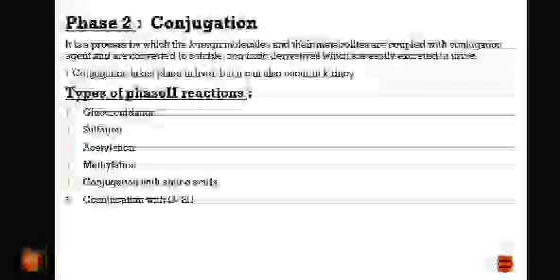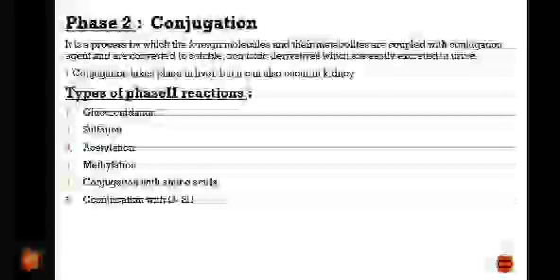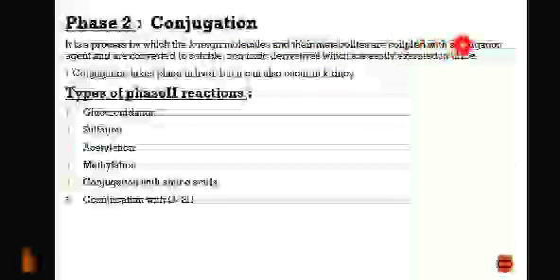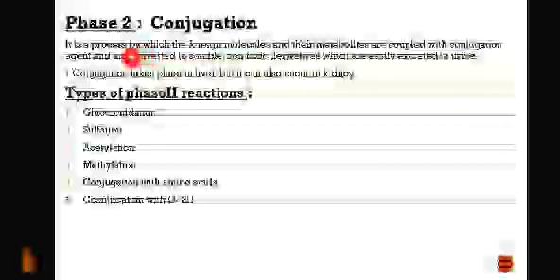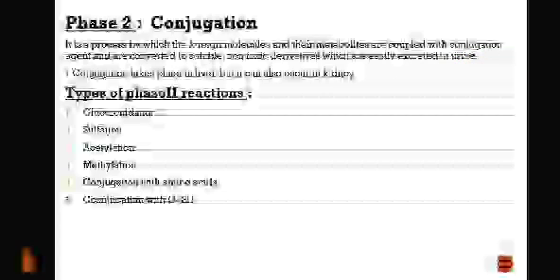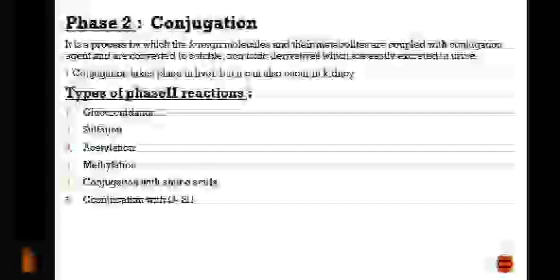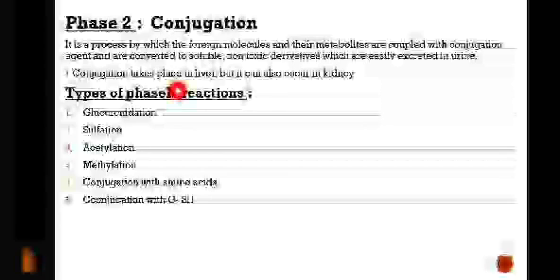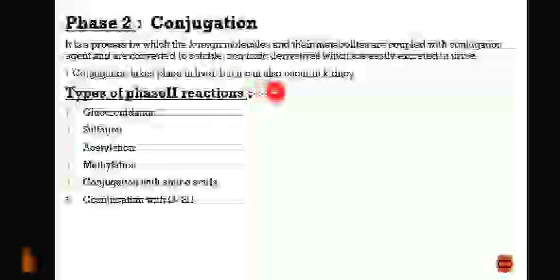Now phase 2 is the conjugation. Conjugation is a process by which the foreign molecules and their metabolites are coupled with the conjugation agent and are converted to soluble non-toxic derivatives which are easily excreted in urine. Conjugation reaction can occur either independently or can follow phase 1 hydroxylation reaction. Conjugation takes place in the liver, but it can also occur in the kidney.